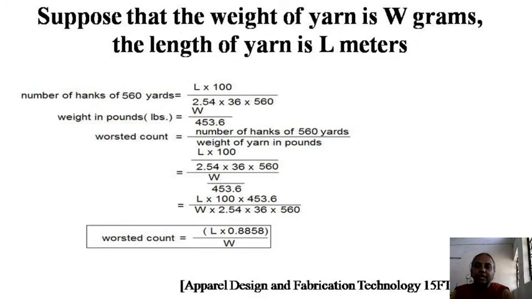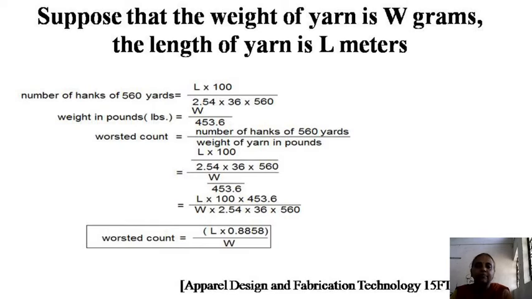Suppose that the weight of the yarn is W grams and the length of the yarn is L meters. Number of hanks of 560 yards is equal to L into 100 divided by 2.54 into 36 into 560. Here weight in pounds is equal to W divided by 453.6. Worsted count is equal to number of hanks of 560 yards divided by weight of yarn in pounds, that is L into 100 divided by 2.54 into 36 into 560 divided by W divided by 453.6.